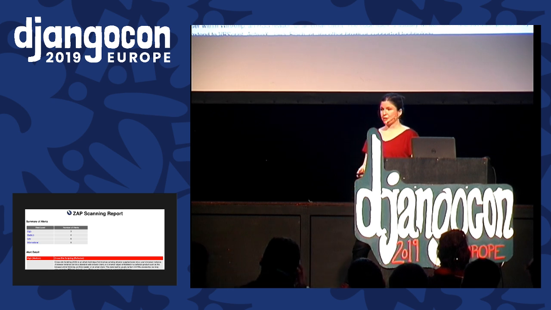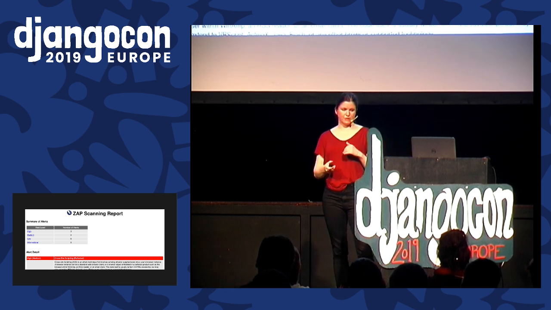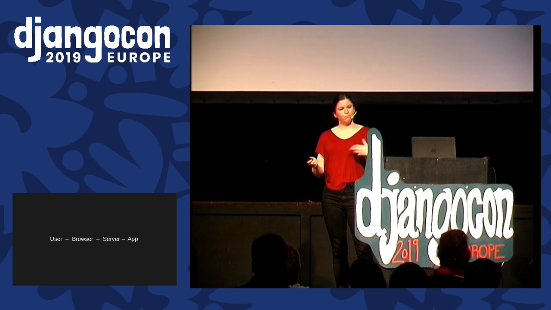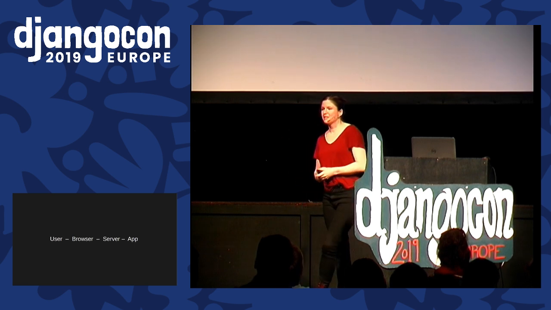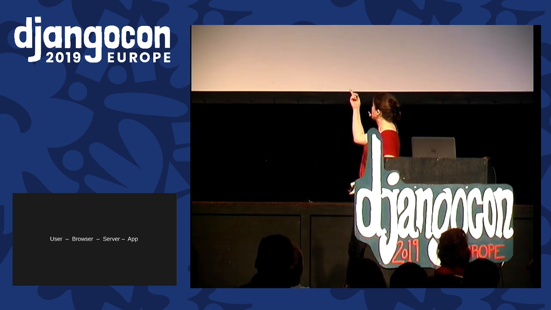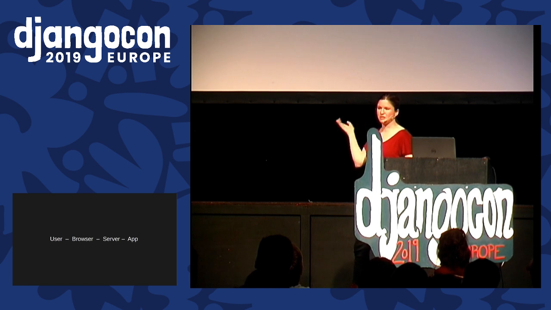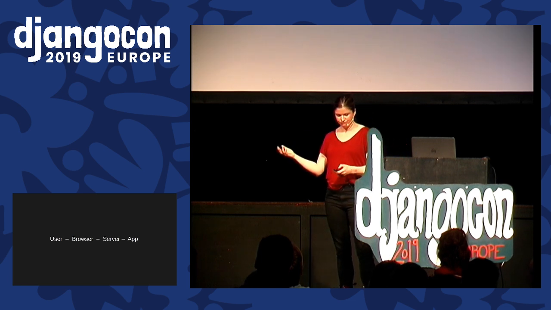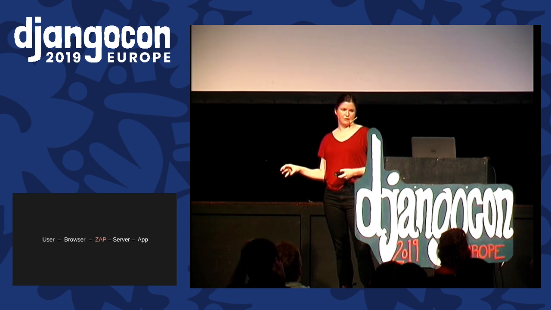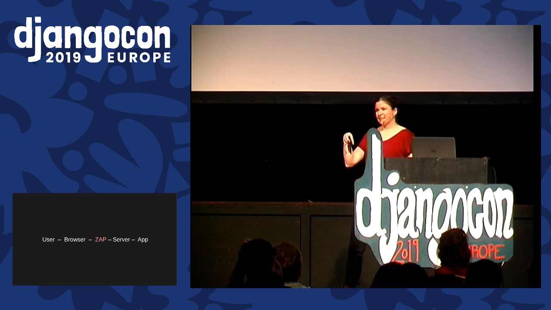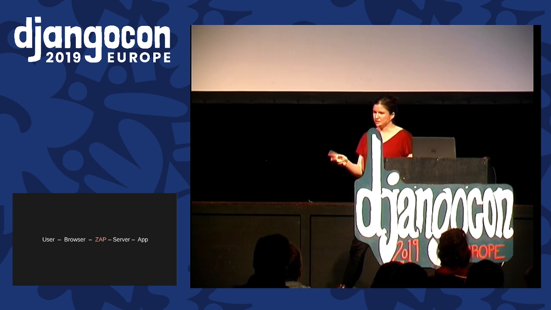And so how does it work? So it's an intercepting proxy. So for those who aren't always across it, when someone's using the internet, it looks a bit like this. So there's a user using a browser, the browser's communicating with the server serving the app's content. And Zap goes in between as a proxy between the browser and the server. So it can see and analyze all of the traffic between the browser and the server.